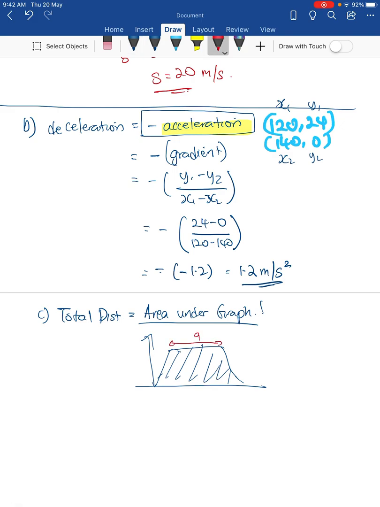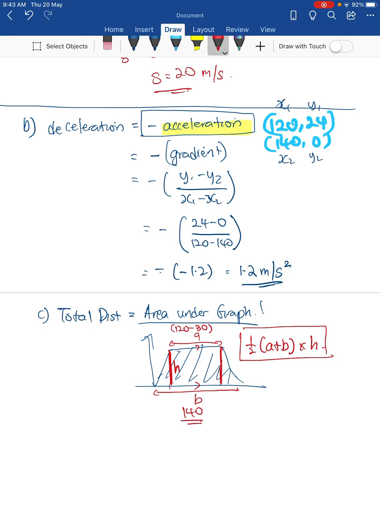So the area of a trapezium is straightforward. This is A, the two parallel sides, B, and the height will be here. So it's half times A plus B times height, the area of a trapezium. So what is the value of A? B is quite straightforward. Based on the graph, we have 140. And over here on top, the distance is 120 minus 30. If you look at the graph, it's 30 and this is 120, so we just need to find this difference. And the height is also quite straightforward because it's given, it is 24.